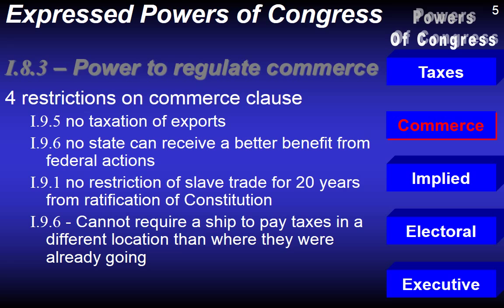Of course, as soon as that 20 years was up, the very first thing that Congress did was make it illegal to import slaves into the United States. Of course, slaves could still be in the United States. They just couldn't ship in more of them.